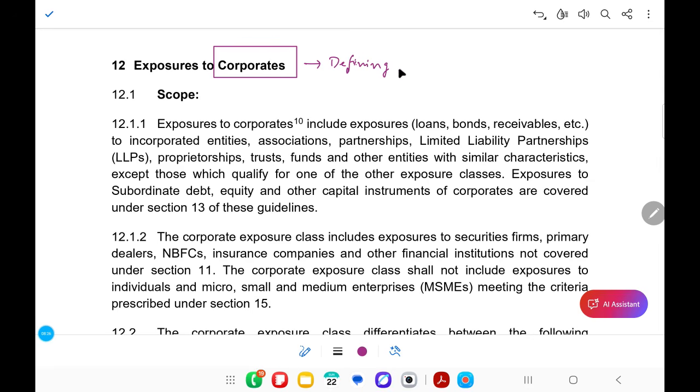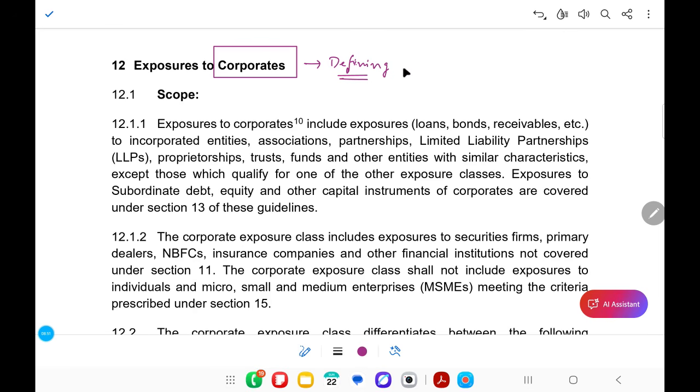Okay. So how are we defining these exposure classes? Basically, the corporate exposure class encompasses loans, bonds, receivables, and other exposures to incorporated entities, associations, partnerships, limited liability partnerships, proprietorships. It may be trusts, funds, and similar entities, right?